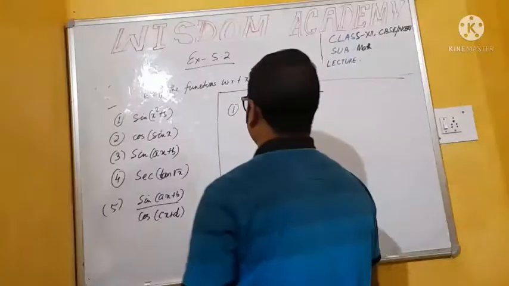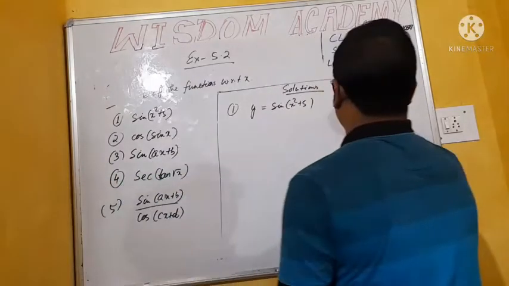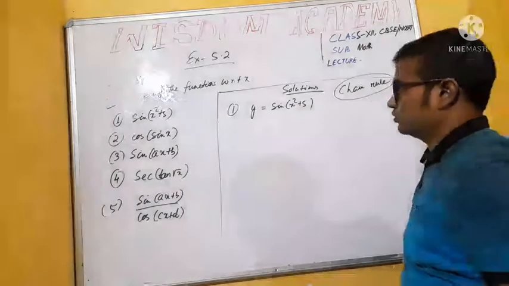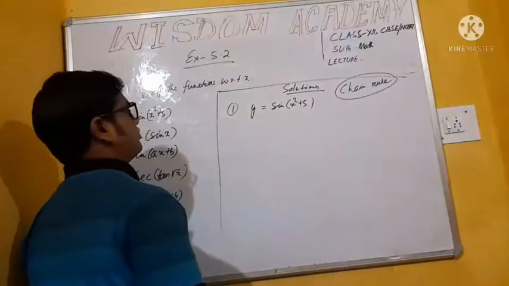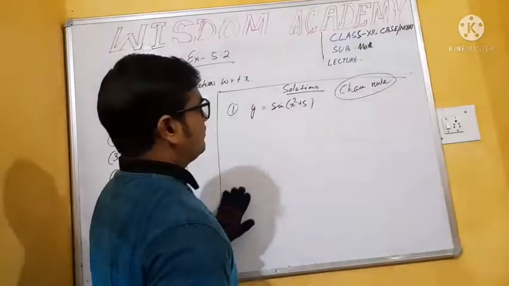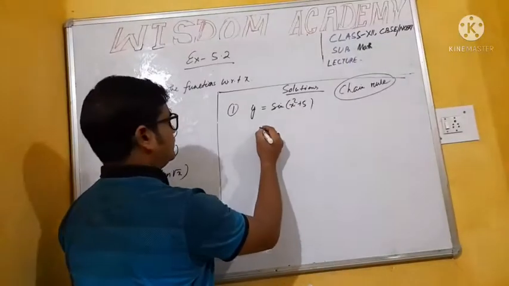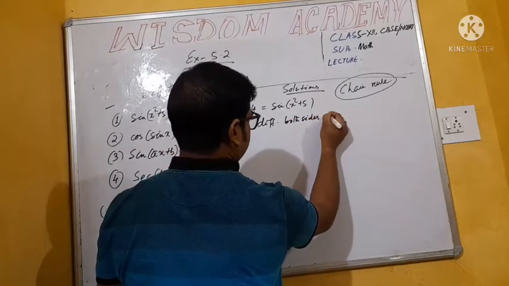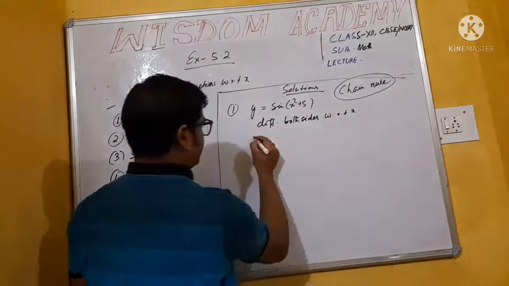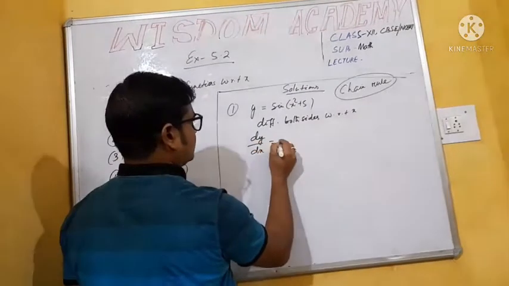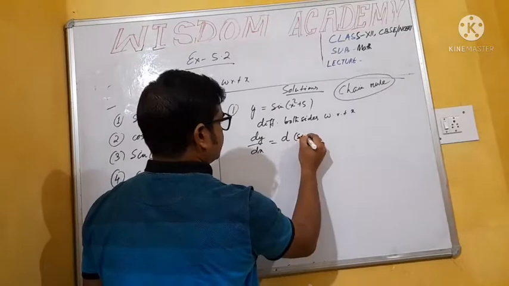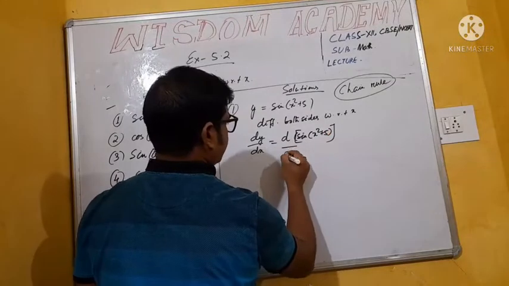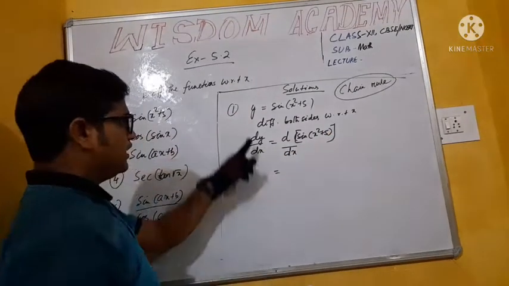Student, you can apply the chain rule. In this section, you can apply the chain rule. Exercise 5.2, all questions are comprised by chain rule. So, starts with differentiating both sides with respect to x. So you can write dy upon dx is derivative of sin x square plus 5 with respect to x. Student, find dy by dx.